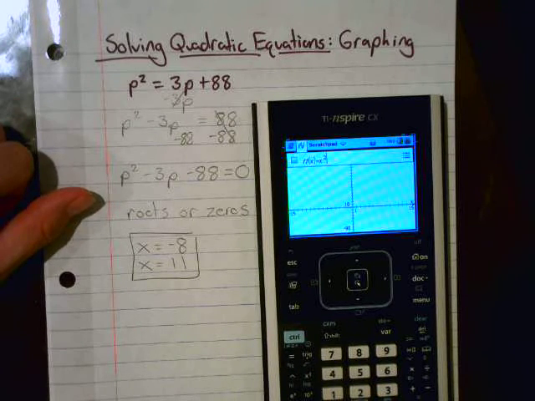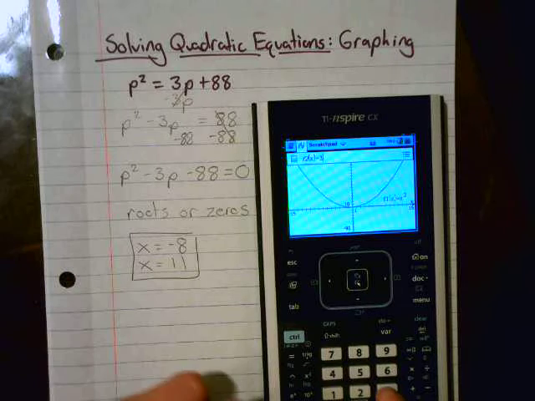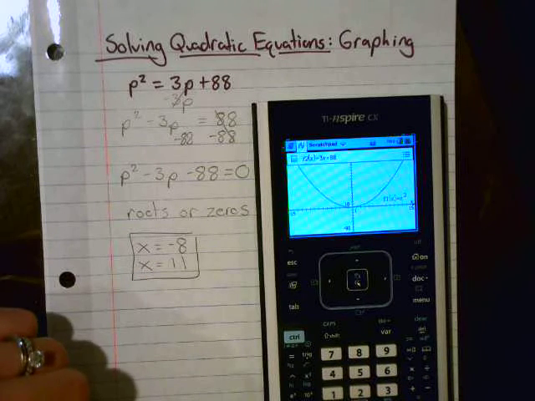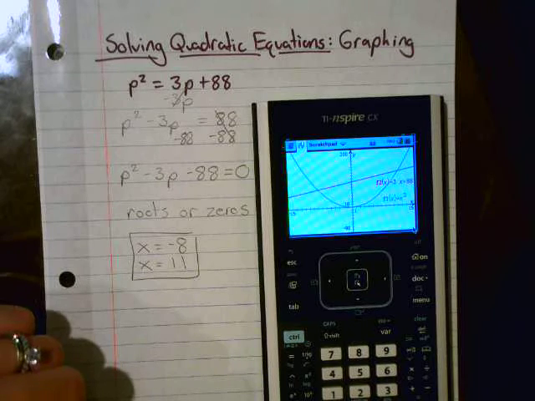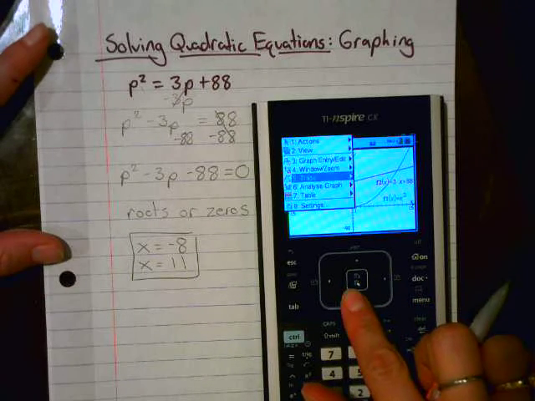We can think about that as one function, and then we have 3x plus 88 if we leave all of that on the other side, which is a line, and we want to know where those two are equal to each other, so we want to find these intersections right here. Let's see if we get -8 and 11 since we already know our solutions.